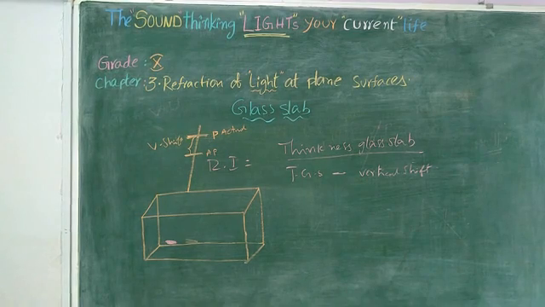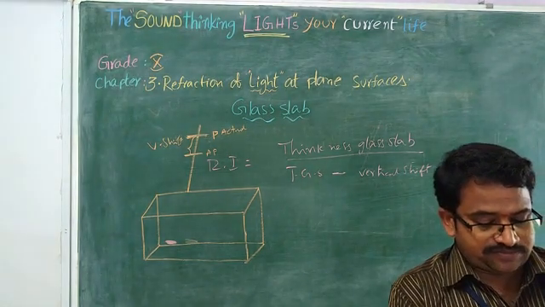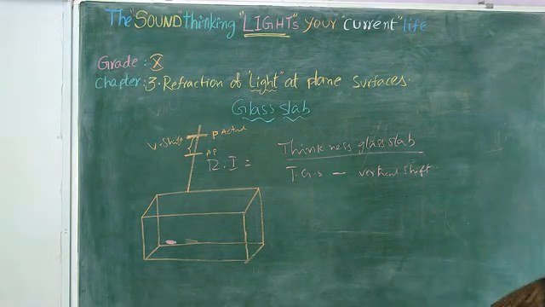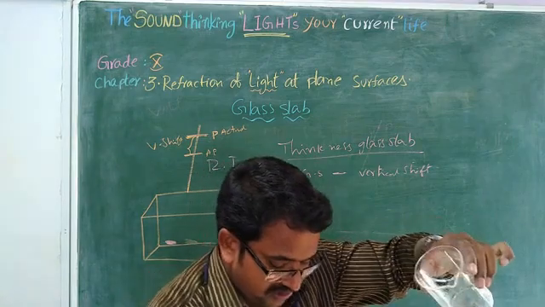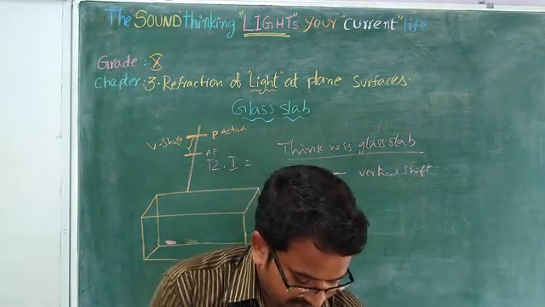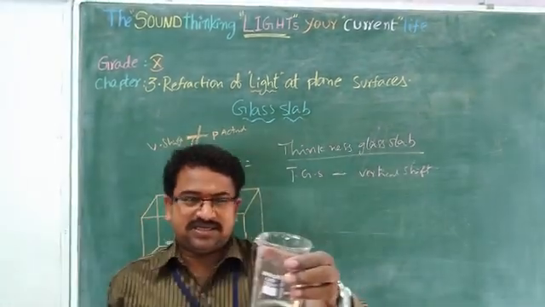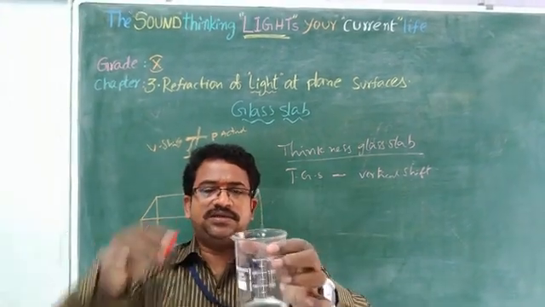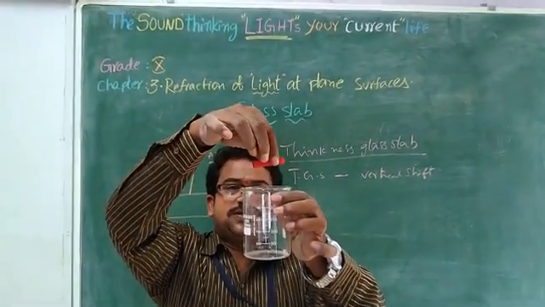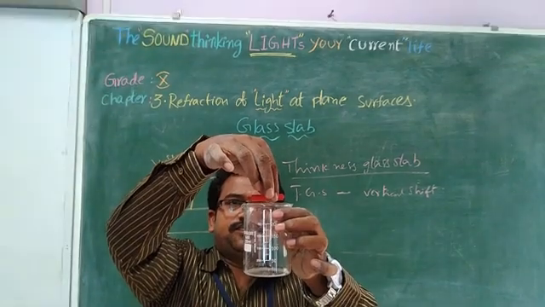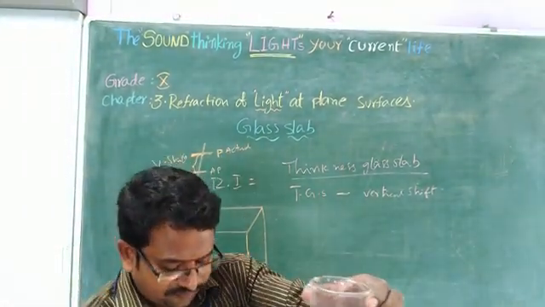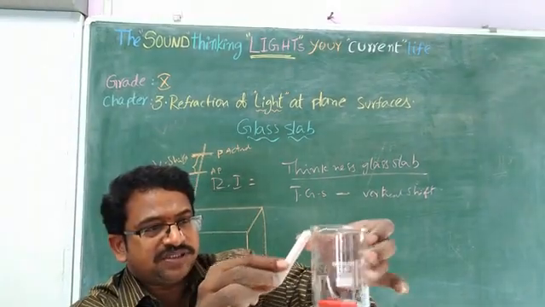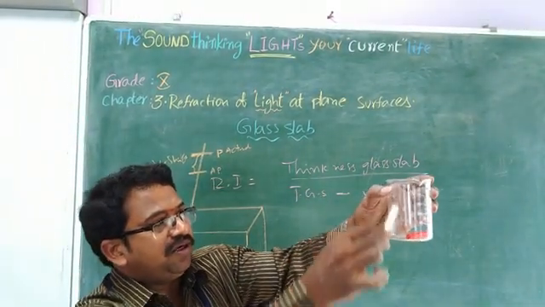Okay. So let us consider this one as a glass slab. In this, I am going to take an object. Let us consider this one, and I am going to take this into this one. Okay. Now, what is the depth of this object? It is about the depth of the glass slab.